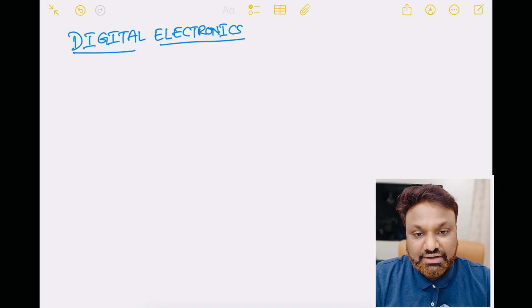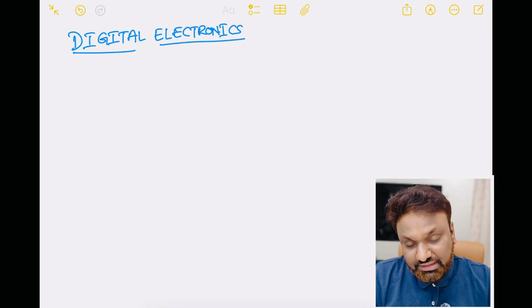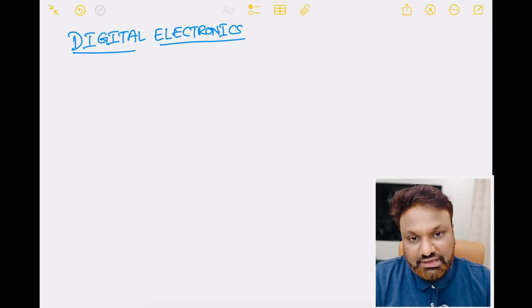In this lecture we are going to discuss the logic gates and the associated graphs with the logic gates. So we'll start this lecture series on digital electronics.